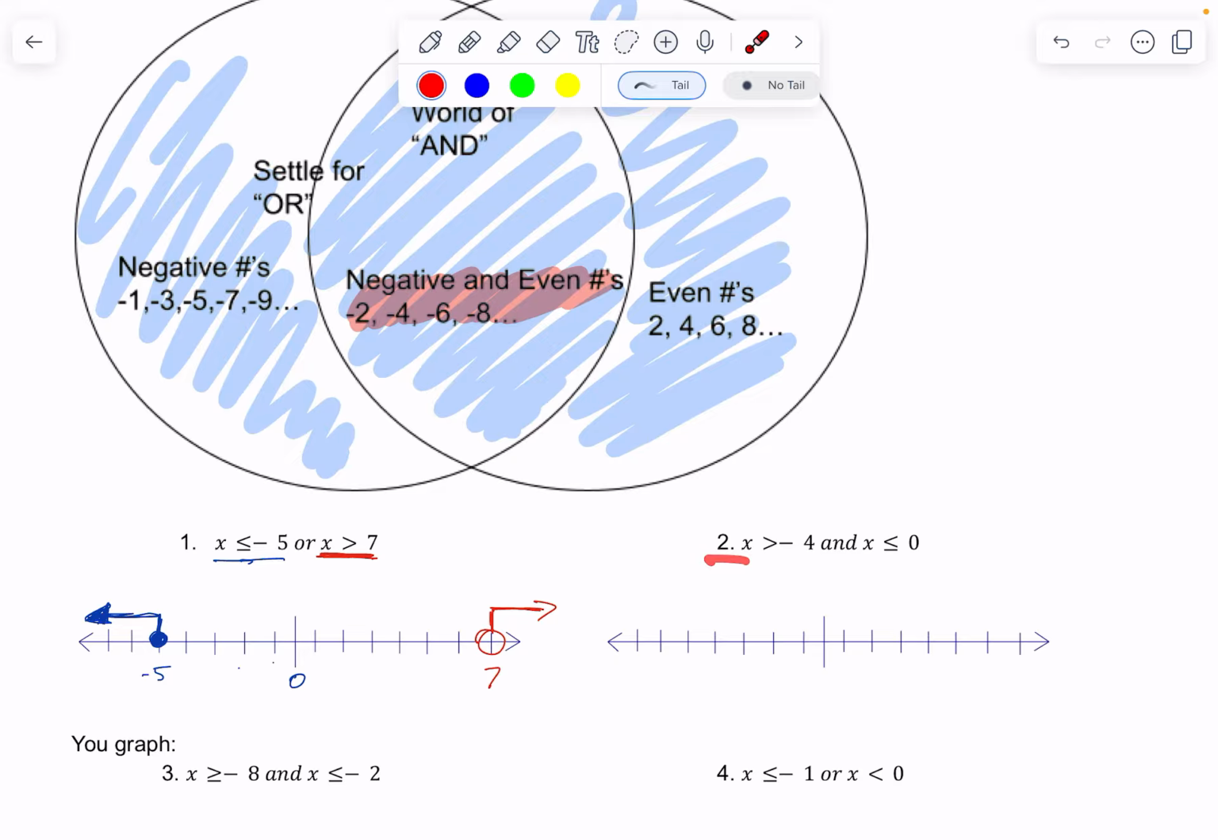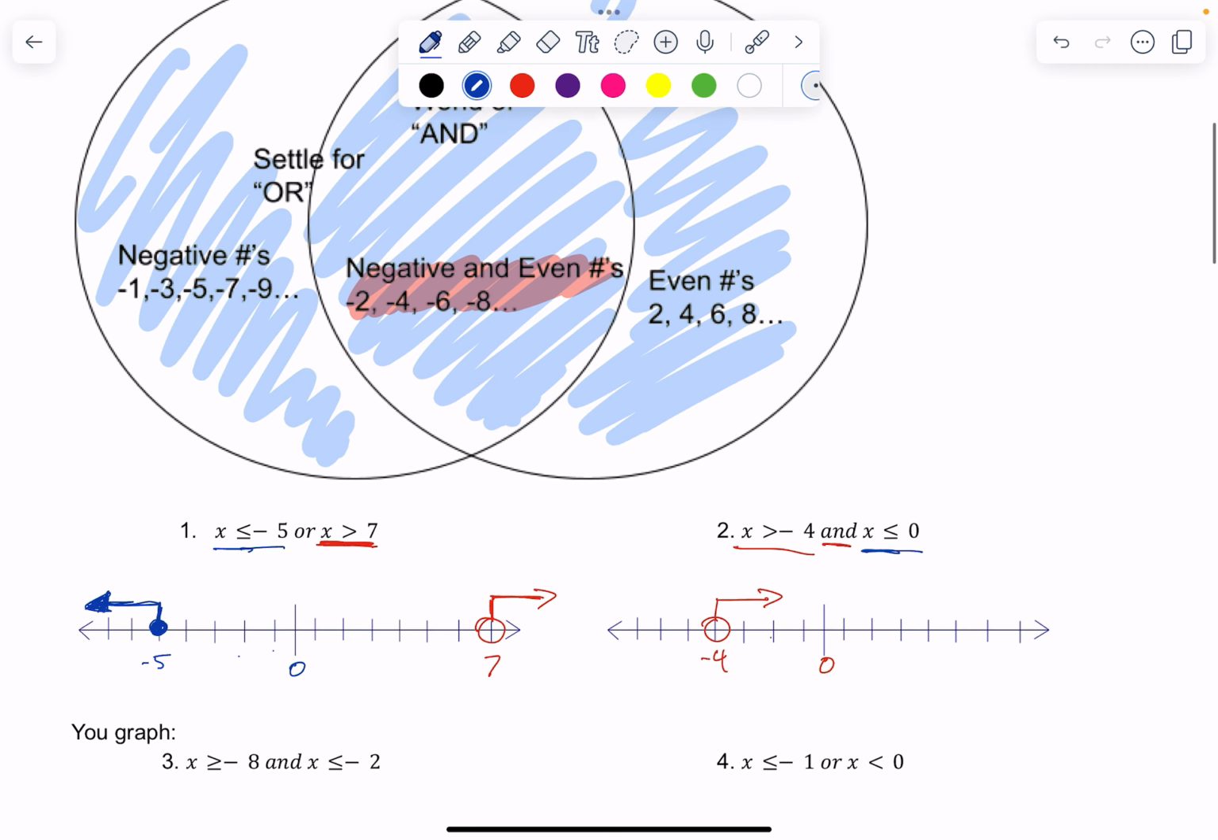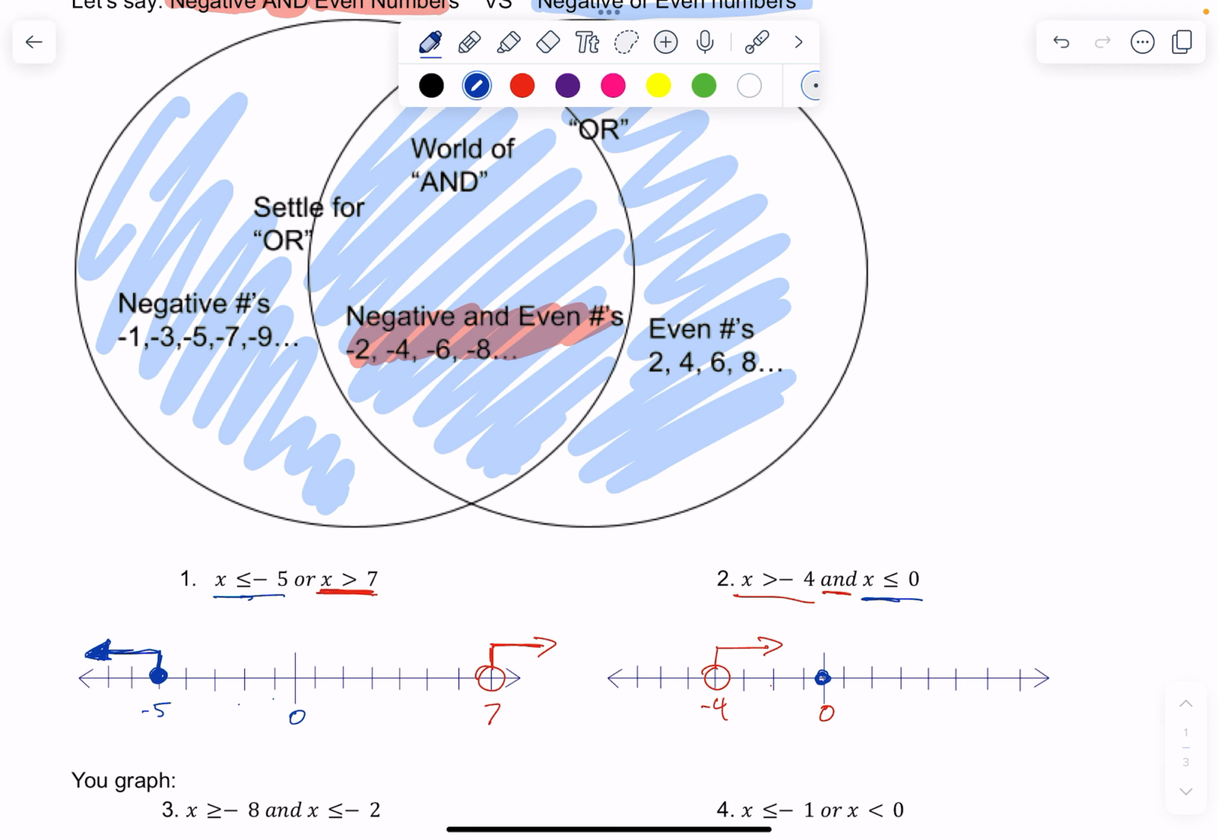For number 2, I have -4. Well, this is 0. 1, 2, 3, 4, -4. And x is greater than -4. That's an open dot going in this direction. And x is less than or equal to 0. So closed dot and going this way. But the only part that actually is valid is this space in between.